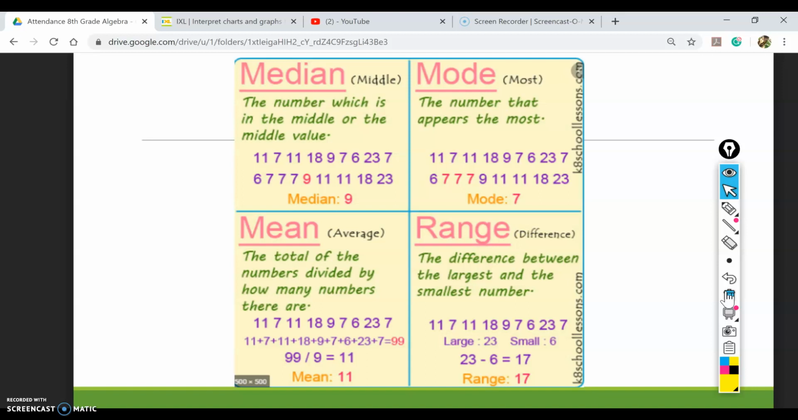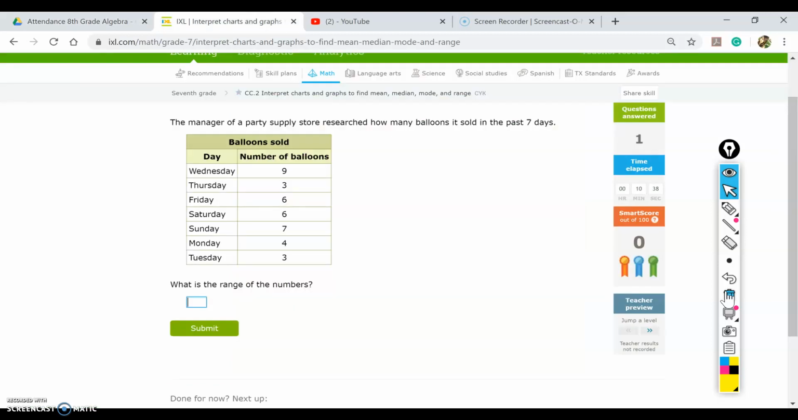The range is the difference between the largest number and the smallest number. So you order them, find the largest number and the smallest number, and find the difference. That means you subtract, and that's the range. And the mean is the average, which means you add all of the numbers and divide by the number of numbers, right? So that's the summary.